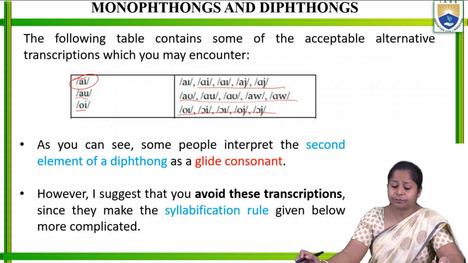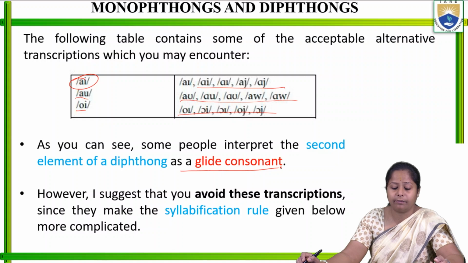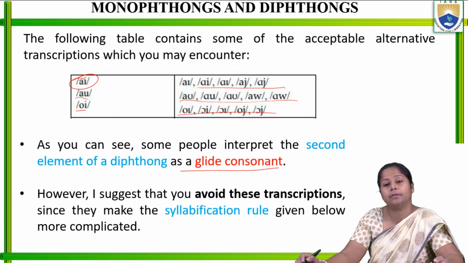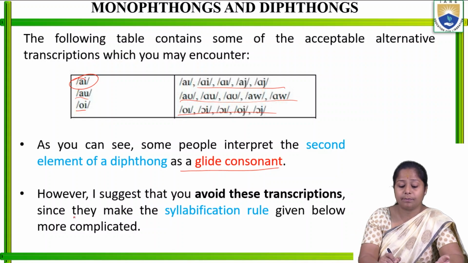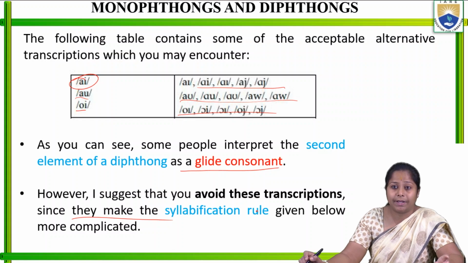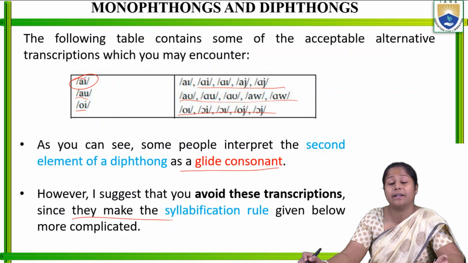As you can see here, some people interpret the second element of a diphthong as a glide consonant. However, I suggest that you avoid this transcript whenever you are analyzing or listening to those types of consonants. Why? Because they make the syllabification rules more complicated and wide.